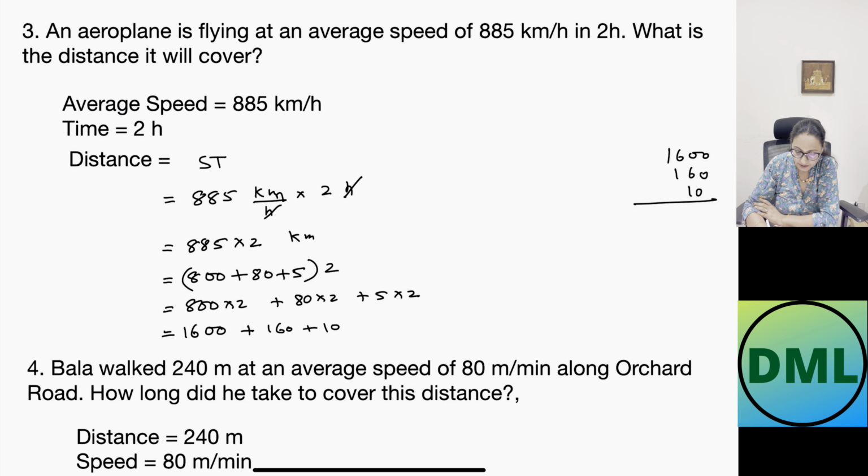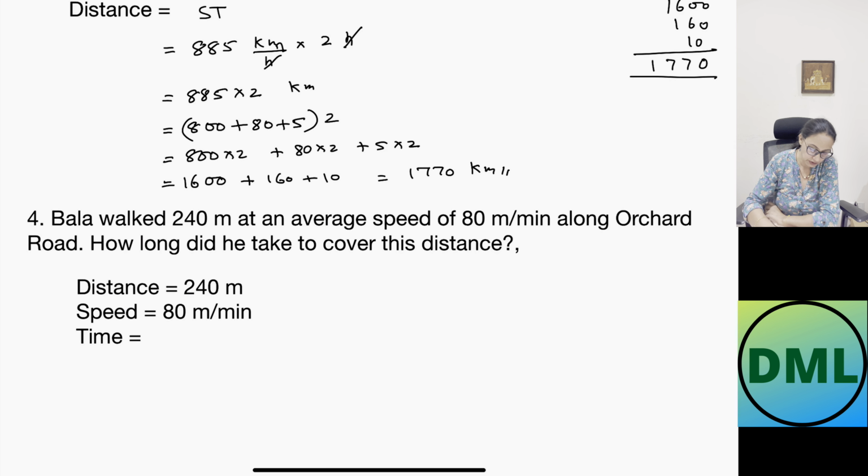So 0 plus 0 plus 0 is 0. 6 plus 1 is 7. 6 plus 1 is 7 and 1. 1770 kilometers. My answer will be 1770 kilometers. This is the distance the aeroplane covered. Let's see the next question here.